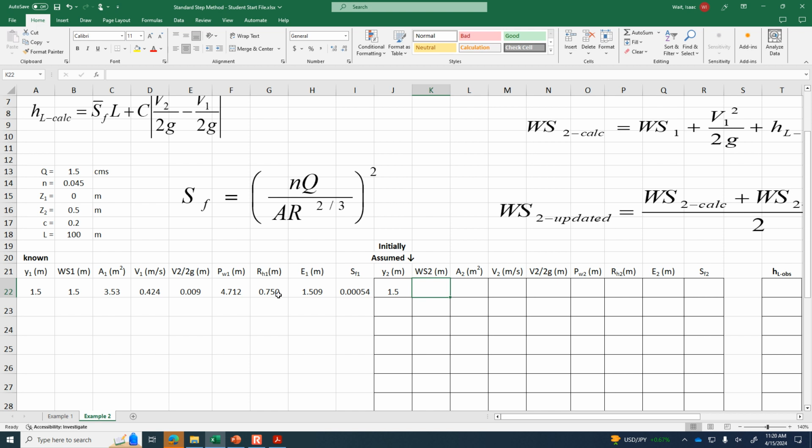All right, so water surface is defined as the depth plus the height above the datum to the channel bed. So Y2 plus Z2. Be sure to anchor the reference to Z2. Okay. Area, for a triangular section like we've got, let me write this on the whiteboard as well.